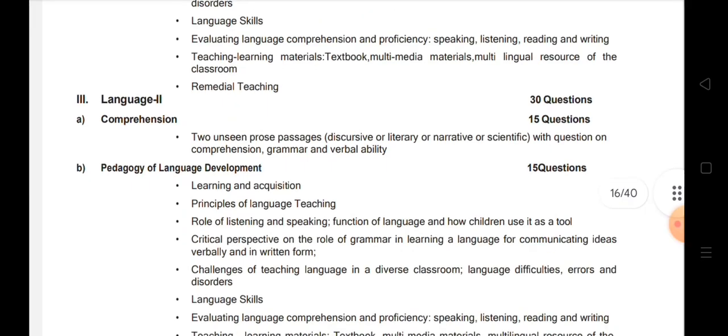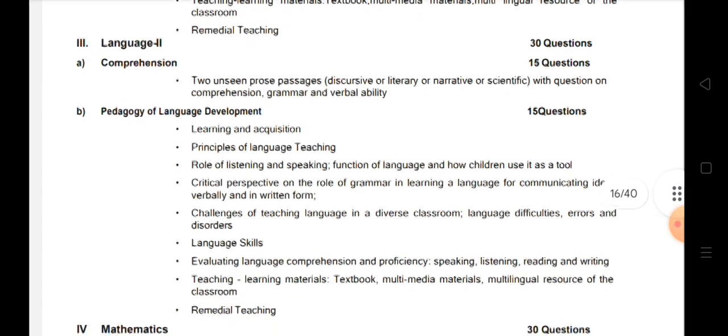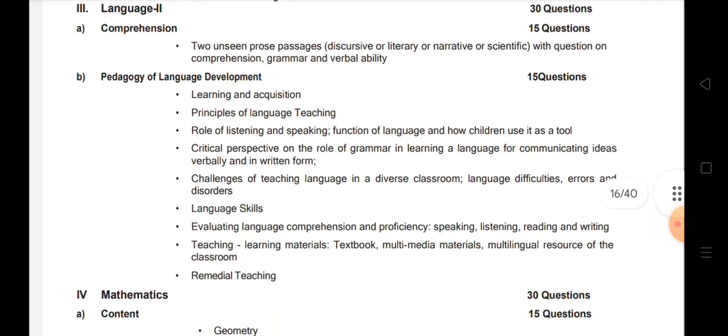Language 2. This was language 1 and this is language 2. So language 2 will also be 30 marks. So see, language 1 and language 2 means what? One language will compulsorily be English. Another language can be any language.